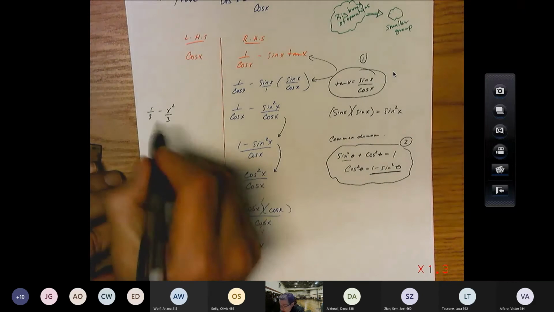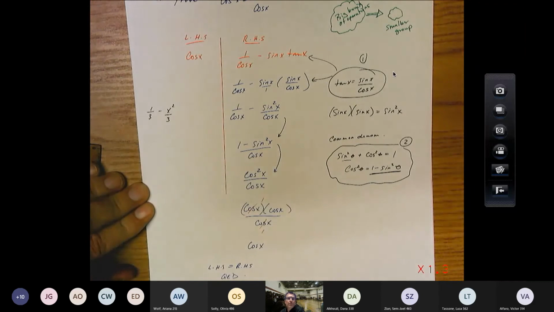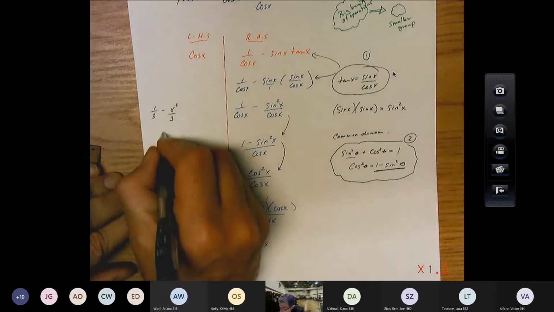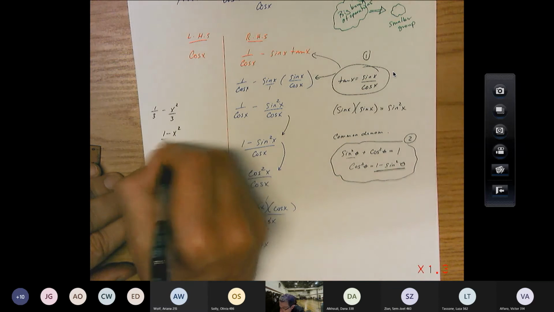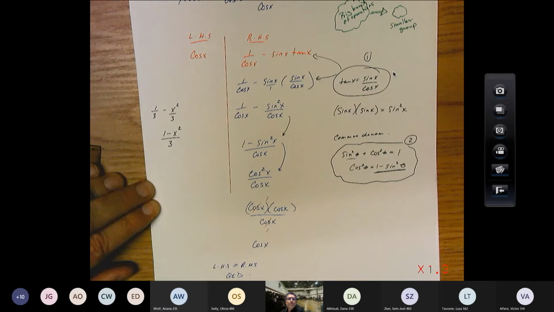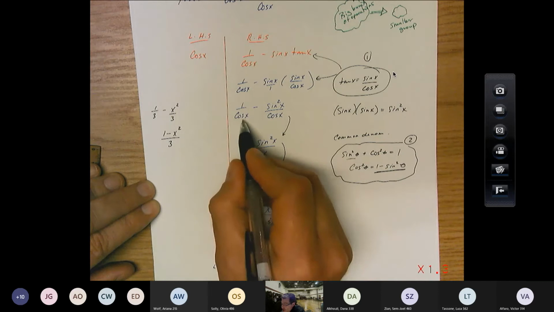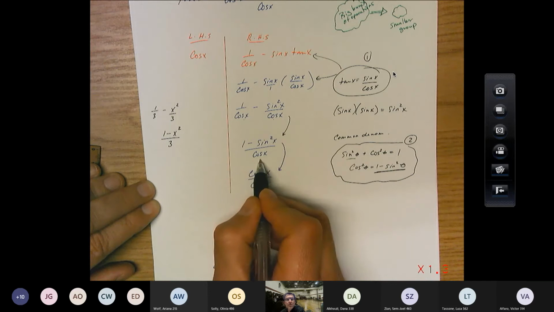Do you agree that they have the same denominator? Yes. So they're the same size fractions, aren't they? Yes. Which means I can take 1 and subtract x squared over 3. Yes. Okay, so that's what I did here. That's the common denominator. I took the cosec, and instead of a 3, it's a cosec. I got that.